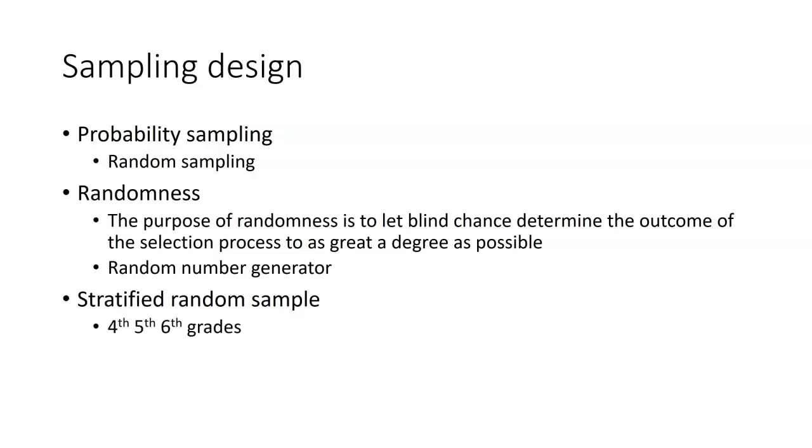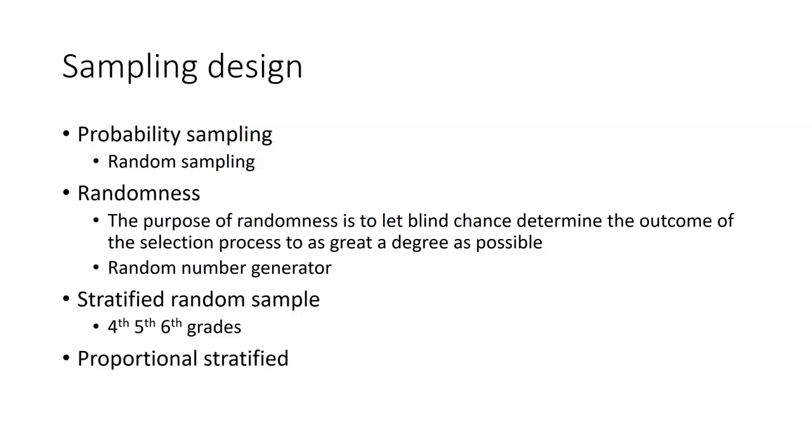The example they have is 4th, 5th, and 6th grades. So in it, you want 10 kids out of the 4th grade, 10 kids out of the 5th grade, 10 kids out of the 6th grade. And based on that, you're going to be able to get a random sample of 4th graders, 5th graders, 6th graders, so you can compare 4th to 5th to 6th, or 4th to 6th, or 5th to 6th, or whichever way you want. But that would be stratified because you've got different areas that you're looking for your randomness.